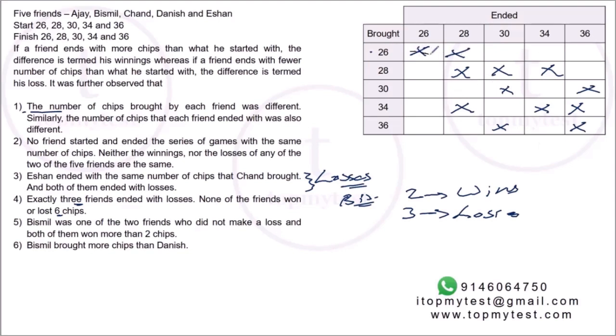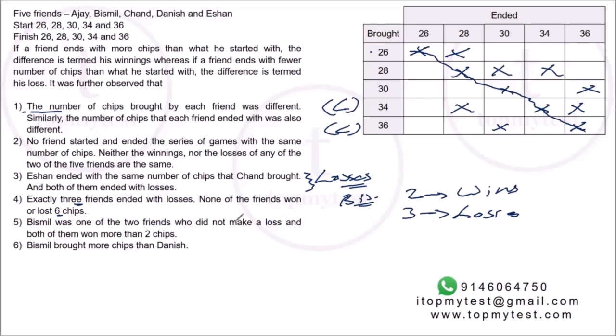Now, this is the line of no profit, no loss. 26, 26, 27, 28, 28, 30, 30, 34, 34, 36, 36. If you observe carefully, the person who brought 36 has to make a loss. He cannot win, right? He will end up with fewer chips. So this is the person who made a loss. Similarly, 34 also has to make a loss, right? There is no value above it because 34 cannot finish with 36.